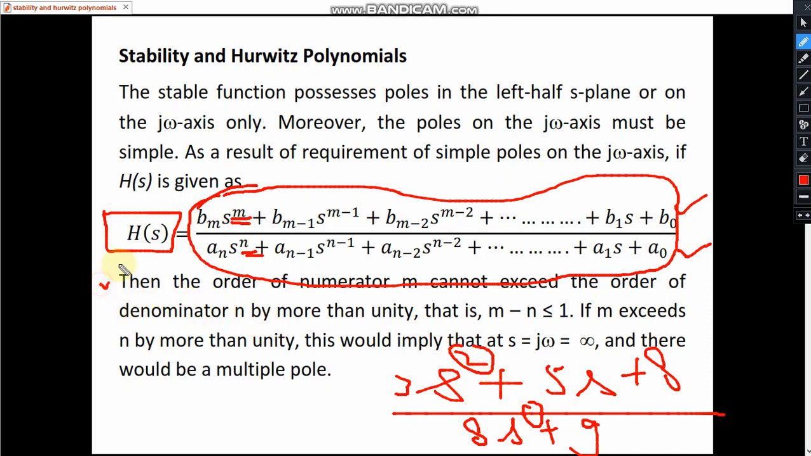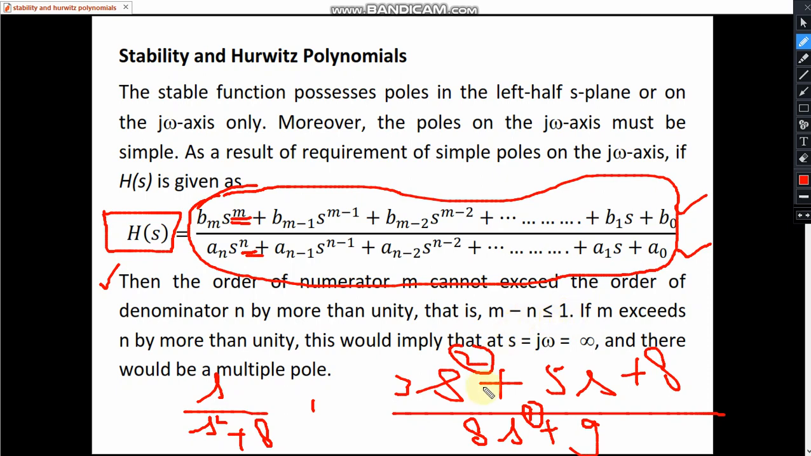So there is one more requirement. The order of numerator m cannot exceed the order of denominator n by more than unity. That is, m minus n should be less than or equal to 1. Now what is the value of m minus n here? m is 2, n is 1. So m minus n is 1. So we can have this thing also: s upon s² plus 8. No problem in this, because m minus n is minus 1. It can be 1, it can be 0, it can be minus 1, minus 2, minus 3, there is no problem.